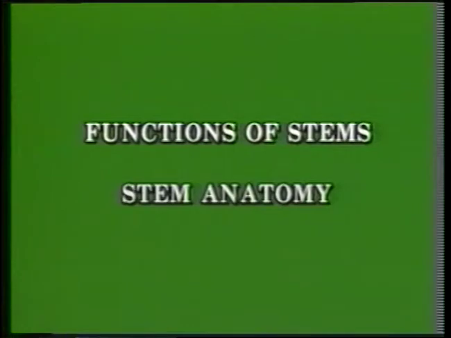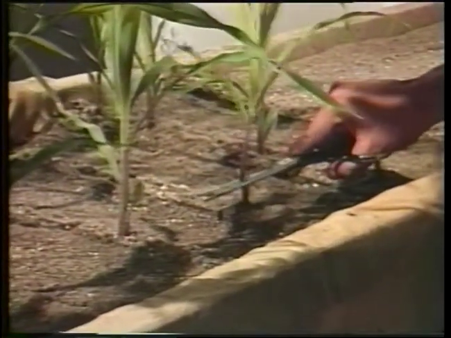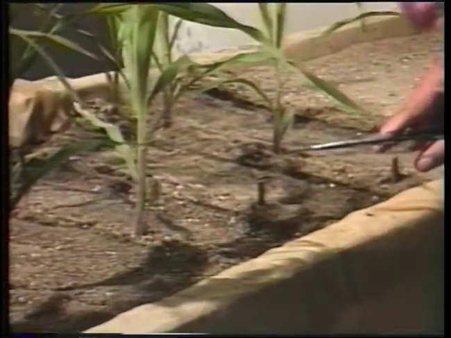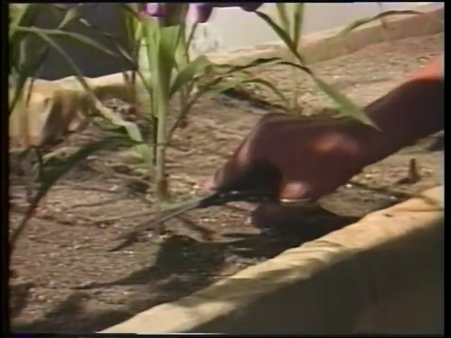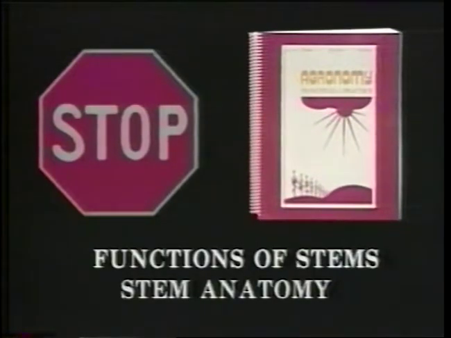Let's now study the sections on functions of stems and stem anatomy. The primary objectives in this section are to identify the anatomical parts of the stem and to describe the functions of the stem parts. You should now stop the VCR, study the sections on stem functions and stem anatomy in your text, and then return to the VCR for further tutoring.